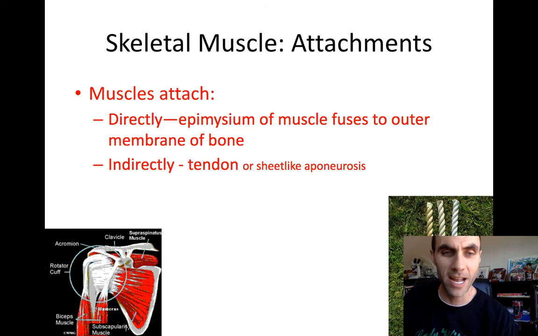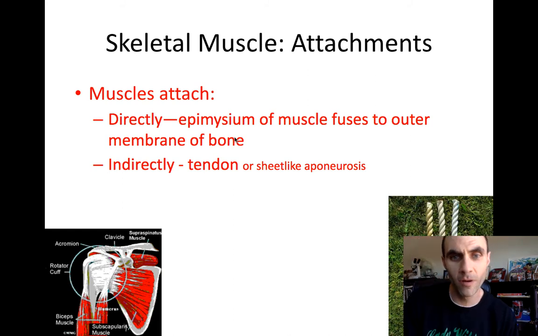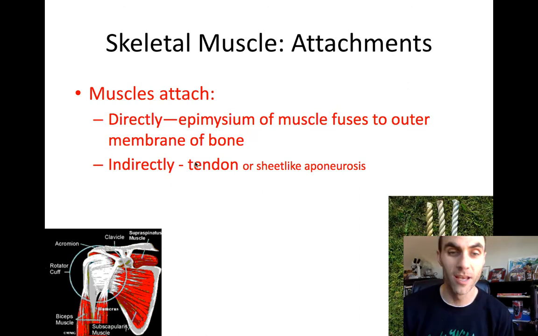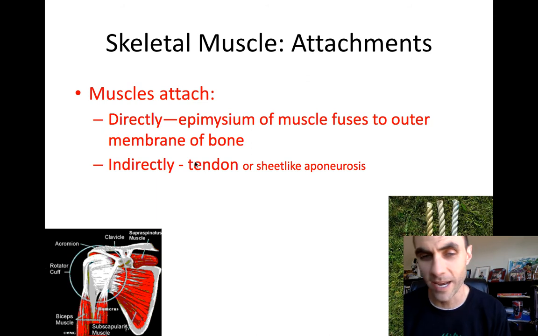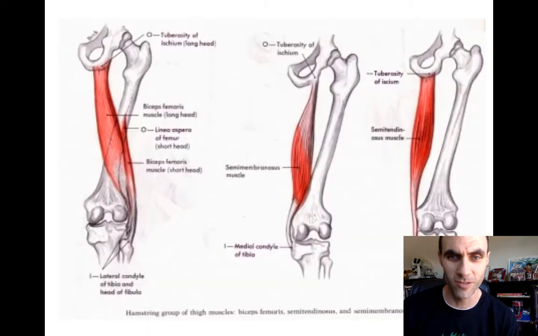So muscles attach to bone two ways: directly, when the outer layer of muscle fuses right to the membrane of the bone, or indirectly, which is the most common way. This is the number one way, indirect connection of muscle to bone is through tendons. Okay, so ligaments connect bone to bone, tendons connect muscle to bone. For those of you trying to keep the difference straight, here's just a picture of different tendons.